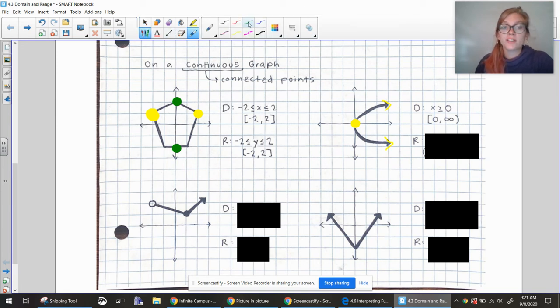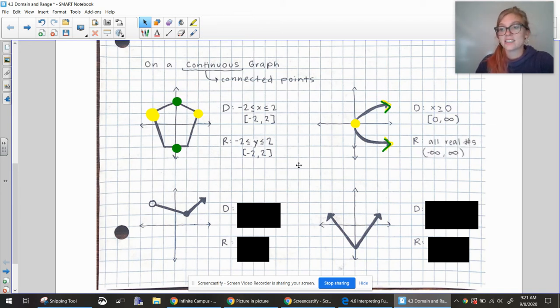So, our x values are going to be greater than or equal to 0. Our range, we're moving from the bottom point to the top point, and here our bottom point is an arrow and our top point is an arrow. Because of that, our range is also never ending at the bottom and never ending at the top. And we're going to write that as all real numbers.